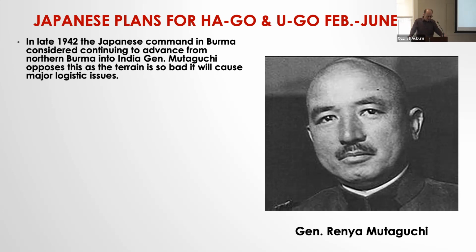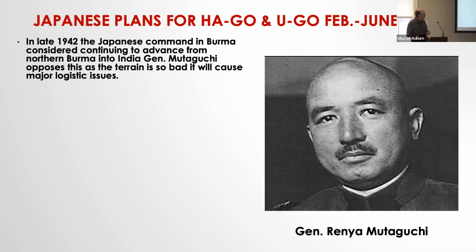And Mutaguchi says, no. Terrain's too tough. We're already overextended. Our logistics aren't up to this. And indeed, we need to basically capture Burma, and then we'll go from there. So he basically tells his people, who are literally asking him to continue to advance into India, no, because of logistics issues.